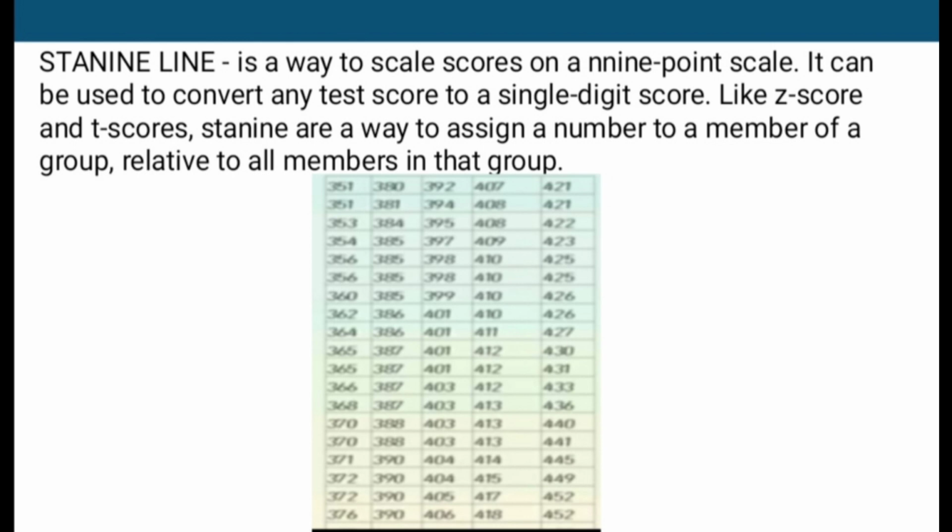Now that the scores have been converted to a 9-point scale, we can easily interpret them. A score of 5 is the midpoint and is the average score. Each point has a scale of 0.5 standard deviation away from the mean.